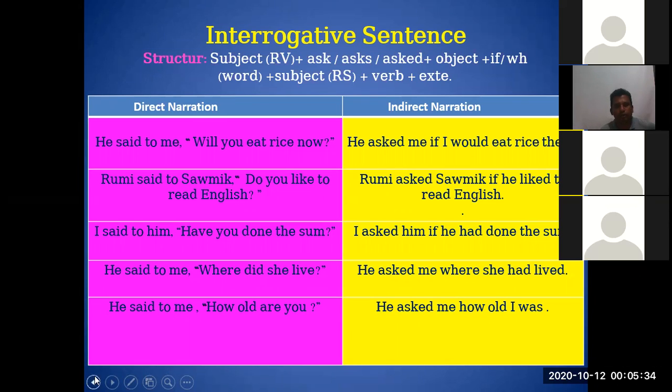We put how in place of inverted comma, or simply we omit inverted comma. Then we put subject.